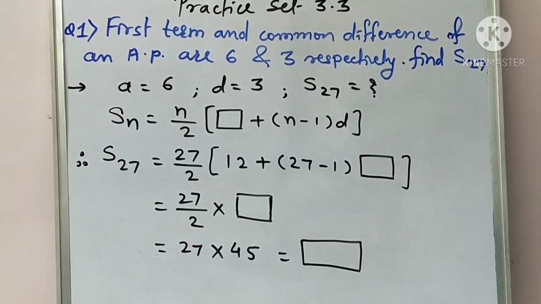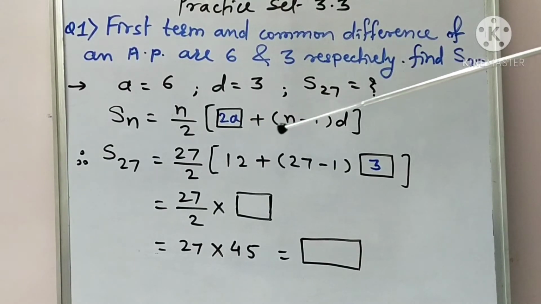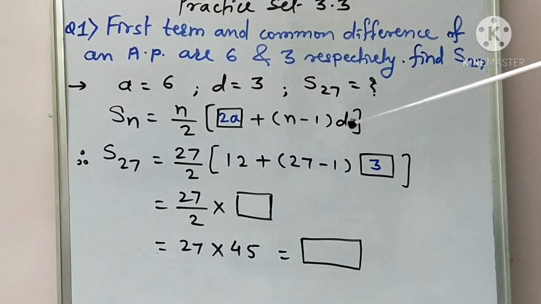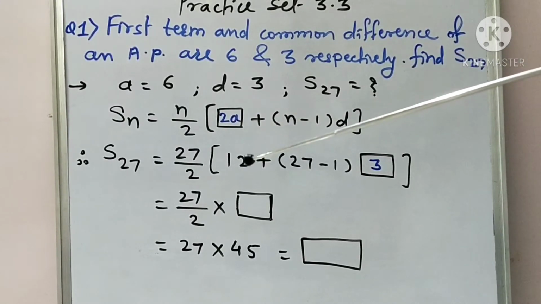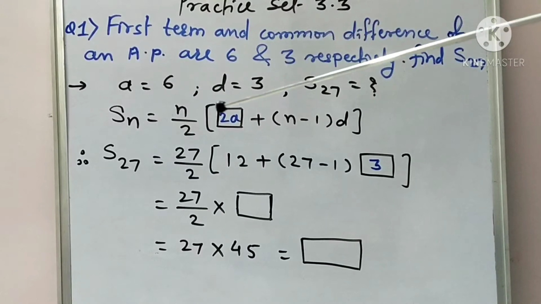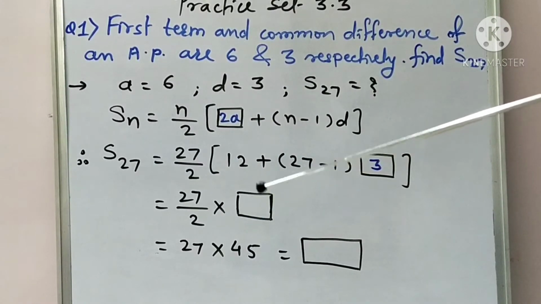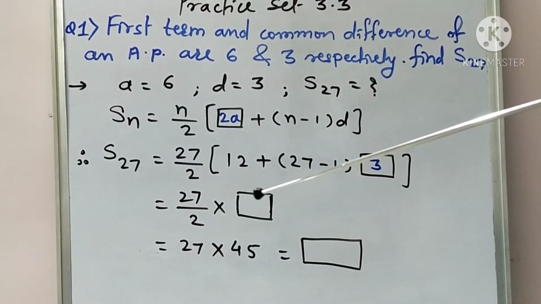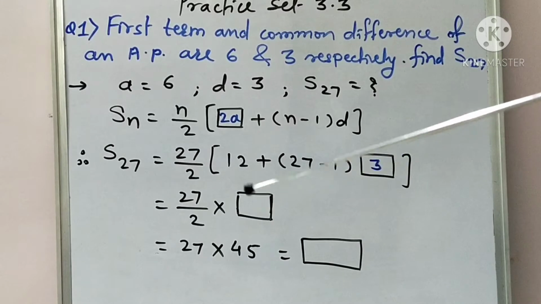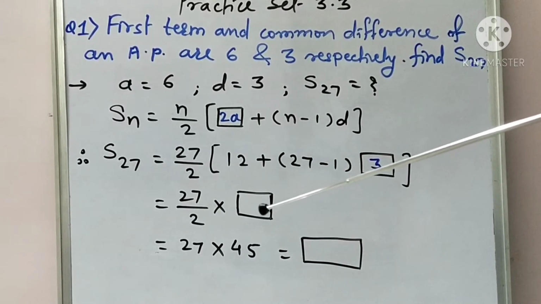So here we write the formula 2a plus n minus 1 into d, and d is 3, and the 2a value is 12 because a is 6, 2 sixes are 12. Then the next step is to write the value in this empty box. As you simplify this, you write that value here.